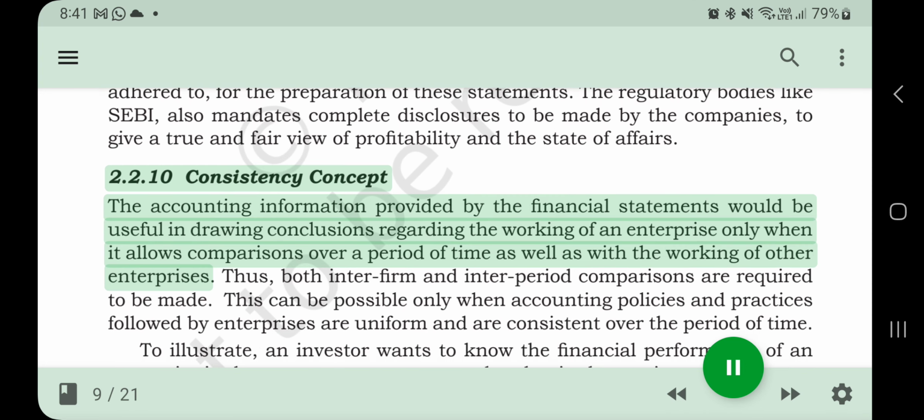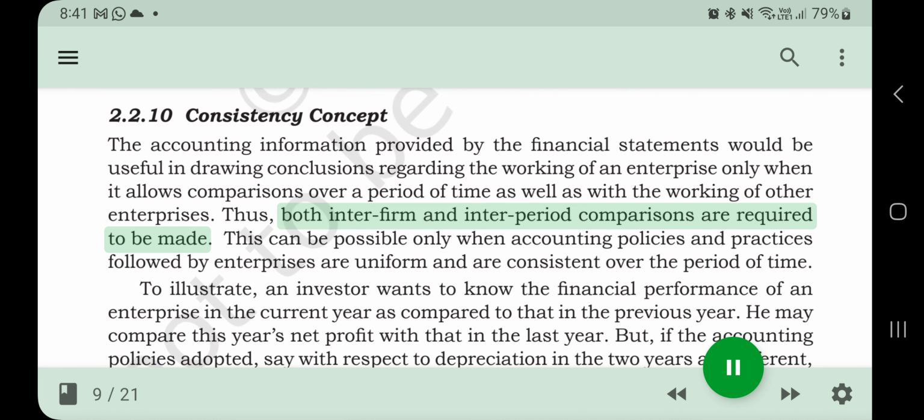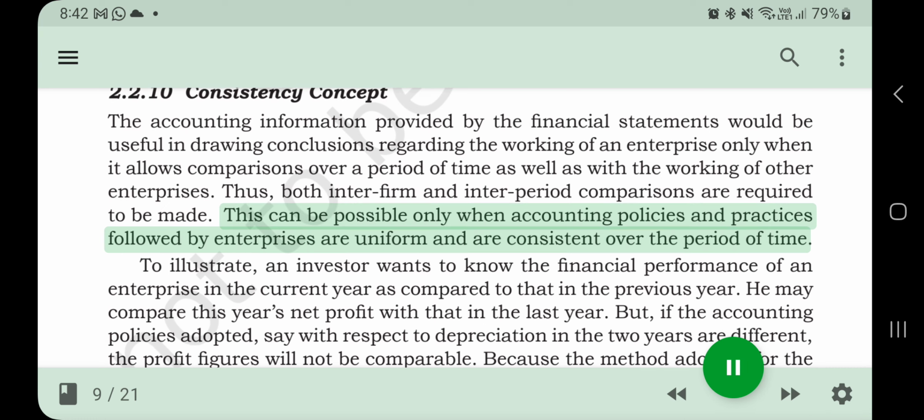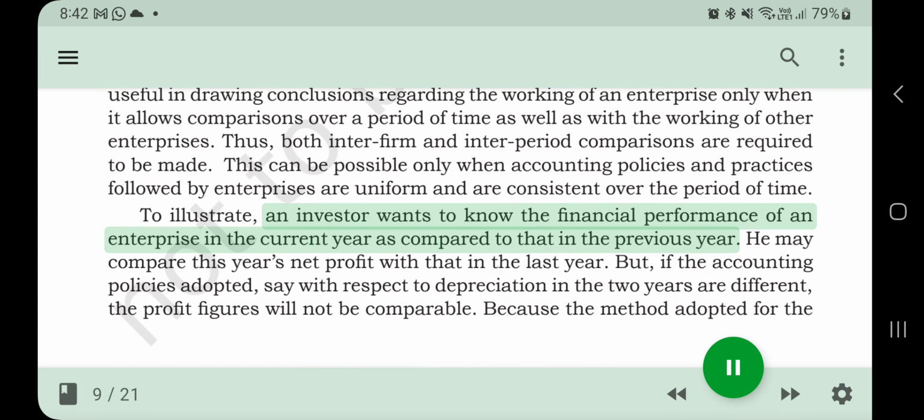2.2.10 Consistency concept. The accounting information provided by the financial statements would be useful in drawing conclusions regarding the working of an enterprise only when it allows comparisons over a period of time as well as with the working of other enterprises. Thus, both inter-firm and inter-period comparisons are required to be made. This can be possible only when accounting policies and practices followed by enterprises are uniform and are consistent over the period of time. To illustrate, an investor wants to know the financial performance of an enterprise in the current year as compared to that in the previous year.